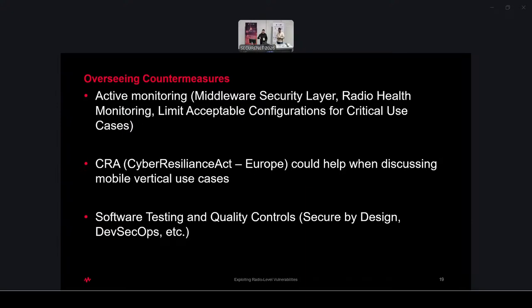One thing that could help is the verticals. When you start to discuss the verticals, security needs to be designed at that level in a way that if you consume critical data via 5G, there is some redundancy or some way to recover the communication. And then, of course, software testing and quality controls, and applying security by design or DevSecOps, or those frameworks that can support the improvement of the quality of the software.